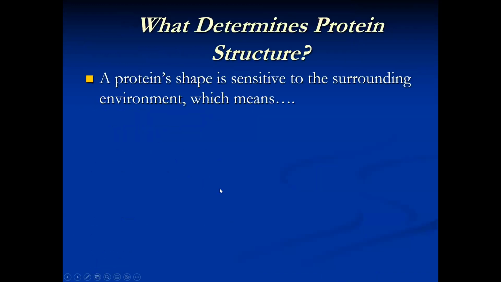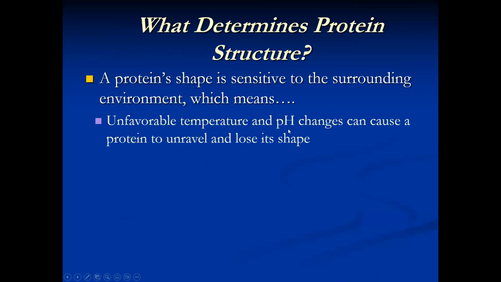What determines a protein structure? Well, a protein shape is sensitive to the surrounding environment, which means, I'm going to ask you to go one step further. Unfavorable temperature and pH changes can cause a protein to unravel and lose its shape. So when I say its environment, I mean the temperature and the pH, the acidity or basicity of its environment, not just its environment. So make sure you know the environment refers to the temperature and pH.